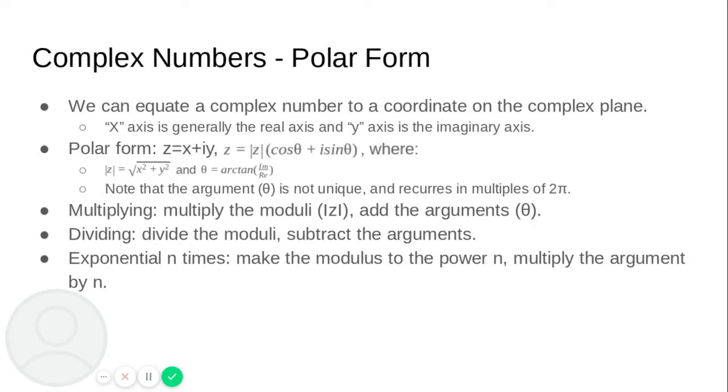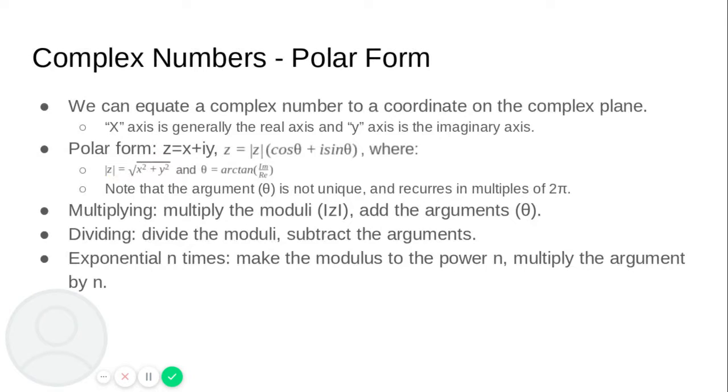We can express complex numbers in a form called polar form. If we think of a complex number, we can equate it to a coordinate on the complex plane. The complex plane is a two-dimensional plane where one axis is the real axis and the perpendicular axis is the imaginary axis. Generally, x is the real and y is the imaginary.